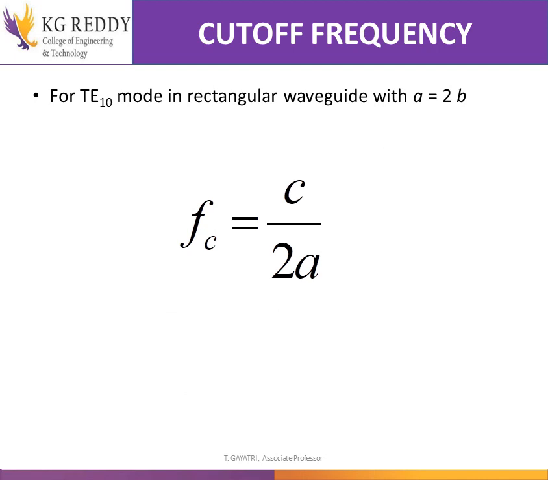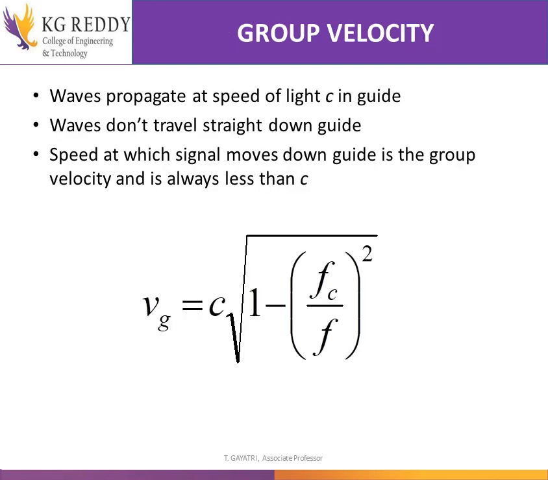Now the cutoff frequency for the dominant mode, that is TE10 mode, is given by this formula: fc is equal to c by 2a. Now the group velocity is given by this formula. We can see that the group velocity is the speed at which the signal moves down the waveguide. It is always lesser than the velocity of light, c.